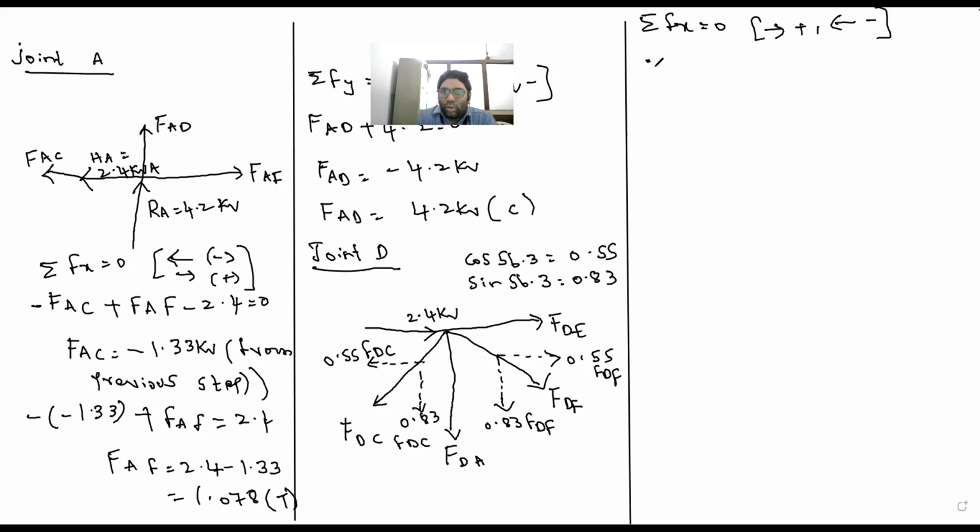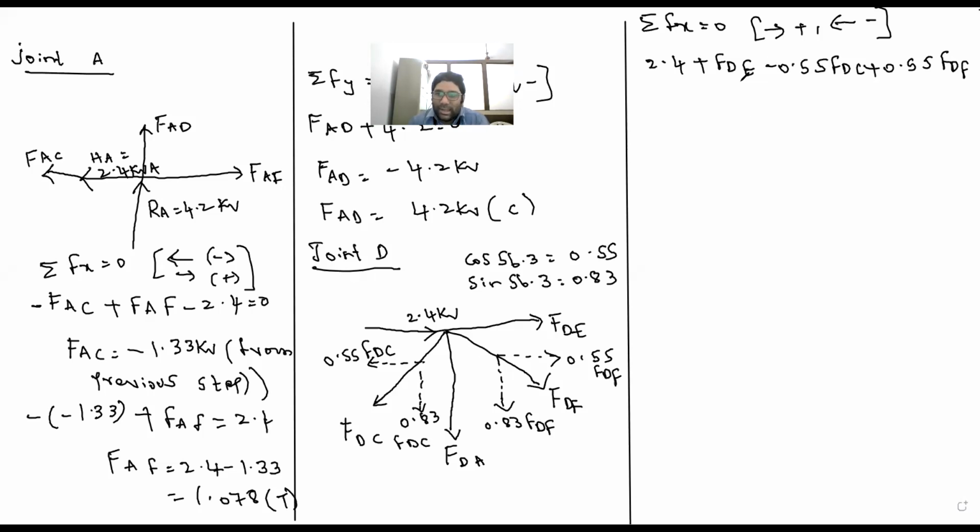So see here, 2.4 plus FDE, correct, right? 2.4 plus FDE, and we have resolved components, that is 0.55 FDC minus, because it is on the other side. So this is minus, plus 0.55 FDF. Correct, no? Isn't it? Sigma Fx is equal to 0.